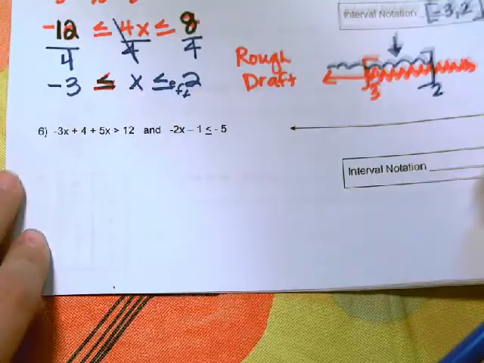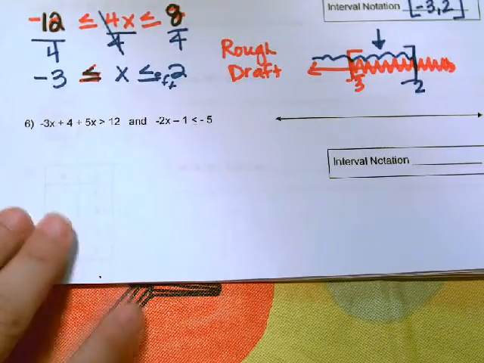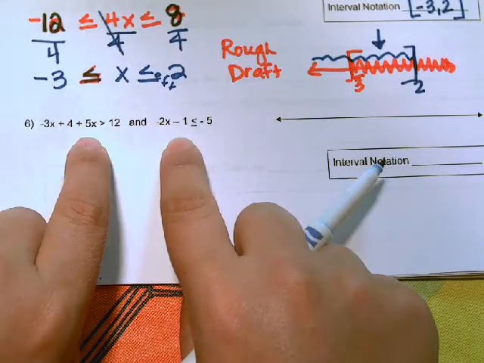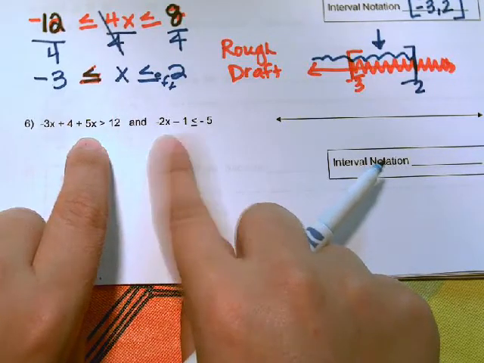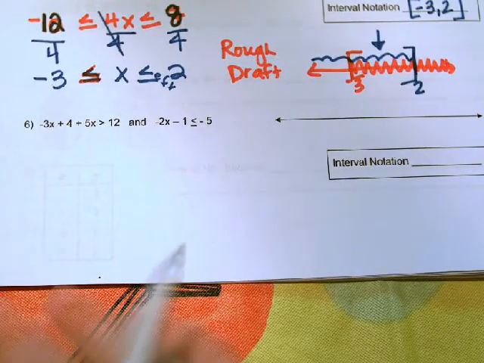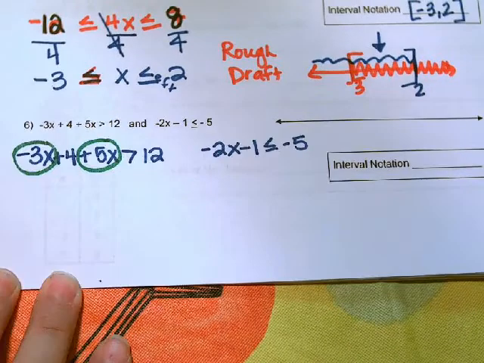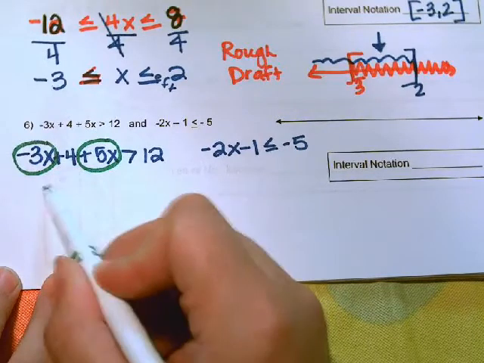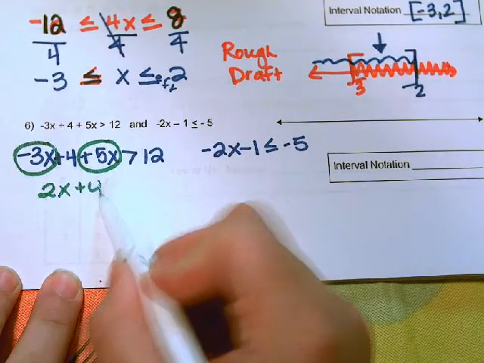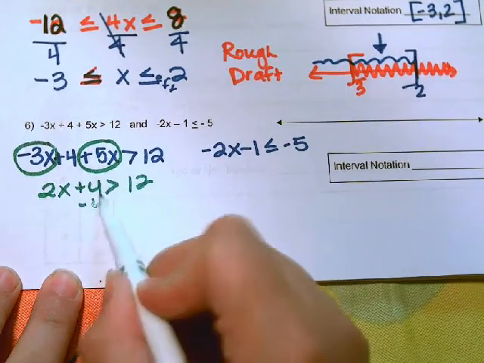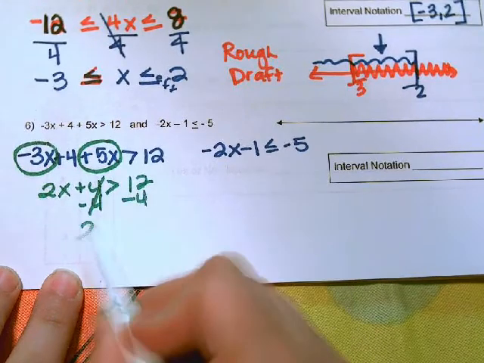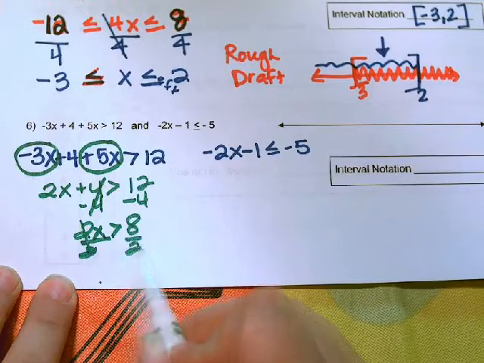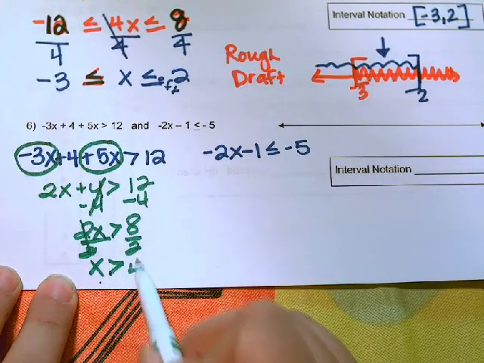All right, last example here. Go ahead and pause the video and solve both of these inequalities. Push play when you're ready and see if our inequalities match. I'm going to go ahead and combine like terms here. Subtract 4. And then lastly, divide both sides by 2. And we get x is greater than 4.